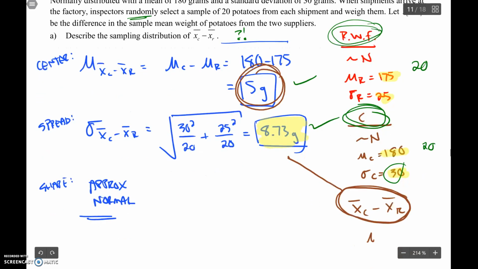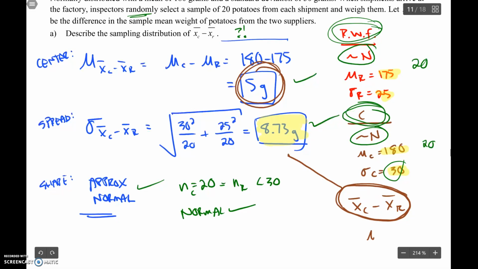Normal. Sample sizes are small. So n_C equals 20 equals n_R. These are not bigger than 30. These are less than 30, so we got a problem. But both of these populations were approximately normal. So the normal part checks. You don't need big samples if your distributions are normal. So they all check out.